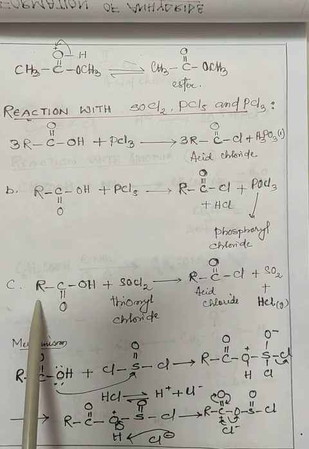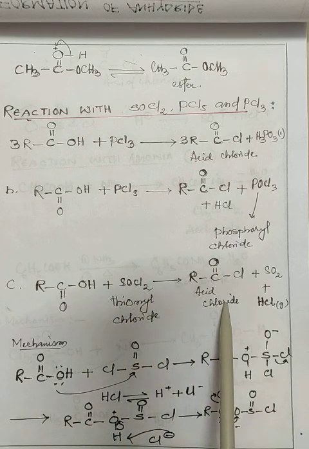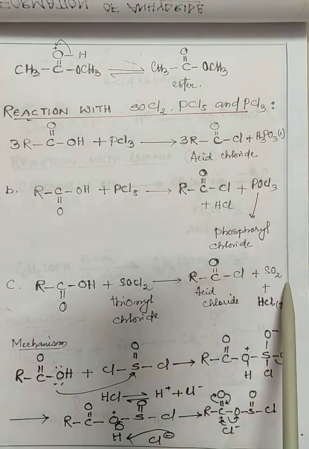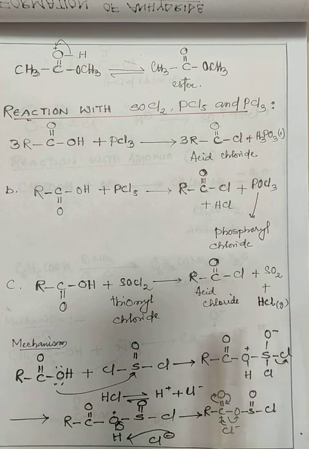Then next is thionyl chloride we will take. In this thionyl chloride reaction, the acid chloride product will be the same, only the difference is the byproducts: along with SO2 and HCl gas we will get. Now here is the mechanism for thionyl chloride.